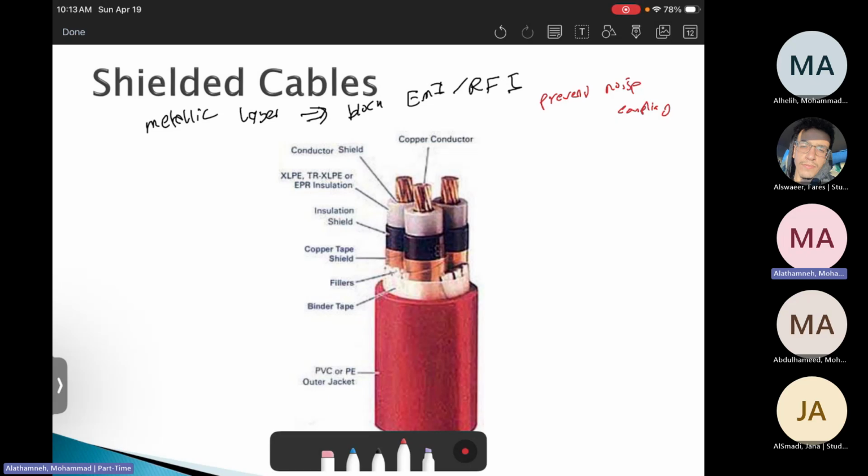But keep in mind, here it is shielded, not armored, while the previous one had an armor. So again, the difference between thick and shielded is that the thick cable is armored, and it is armored because it provides mechanical protection or mechanical strength.